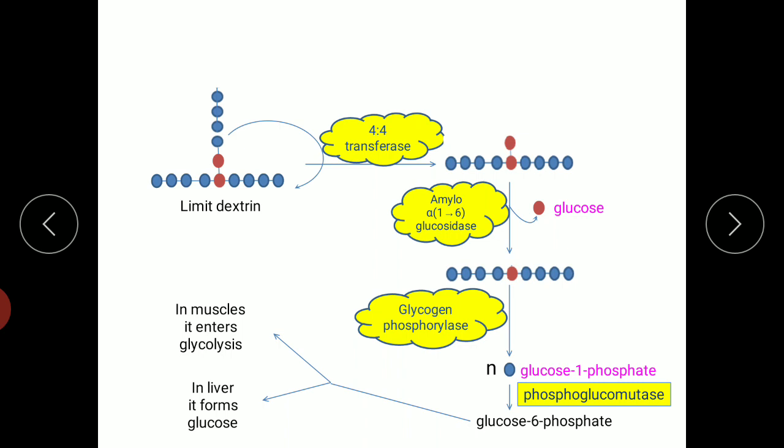So the conversion of glucose 6 phosphate into glucose will occur only in liver due to the presence of that phosphatase enzyme. Since the enzyme is absent in skeletal muscles, it cannot be converted into free glucose. Instead, it enters into glycolysis. The first step of glycolysis is conversion of glucose into glucose 6 phosphate. Then glucose 6 phosphate is isomerized to fructose 6 phosphate. So directly it enters into glycolysis and it causes generation of ATP required for muscle contraction.